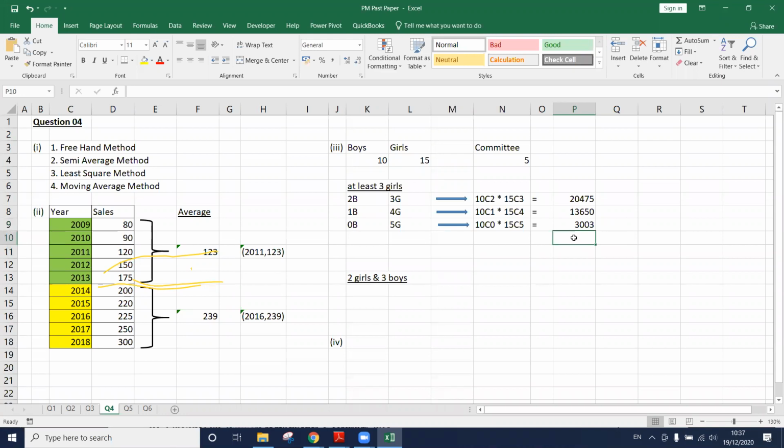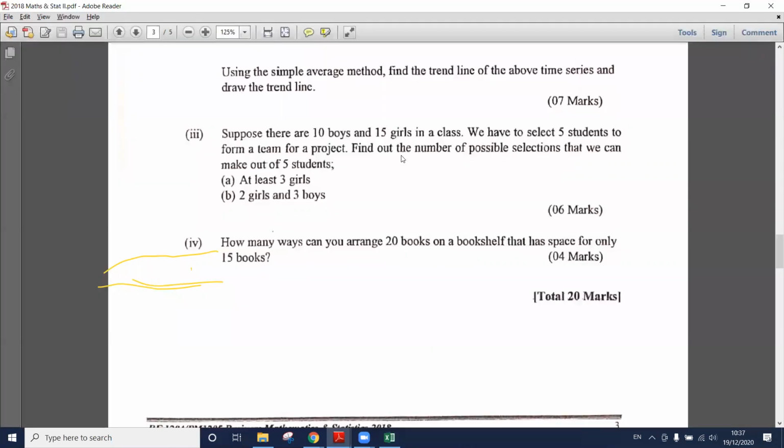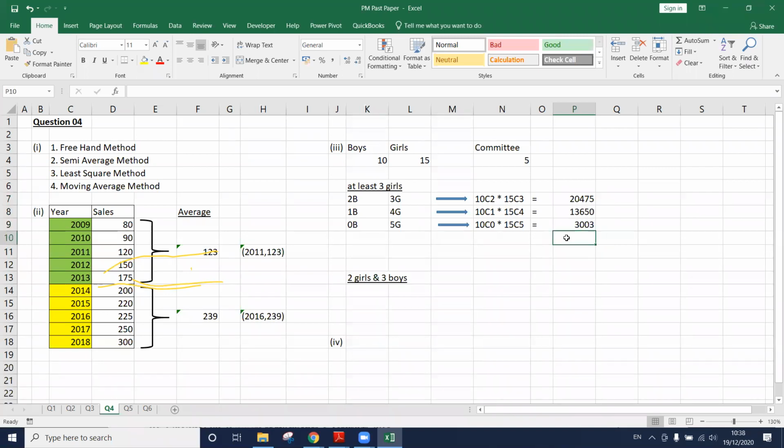Now, what I need to do here? Find out the number of possible selections that we can make out of 5 students, at least 3 girls. How many ways are there to select so that at least 3 girls are included? So what I need to do here? Do I need to add these 3 values or multiply? Yes, we need to add. Why? We can go for either option 1 or option 2 or option 3. We cannot go for all three, only one of these options. We are dealing with the word "or", therefore the possible ways is the sum of these 3 options, right?